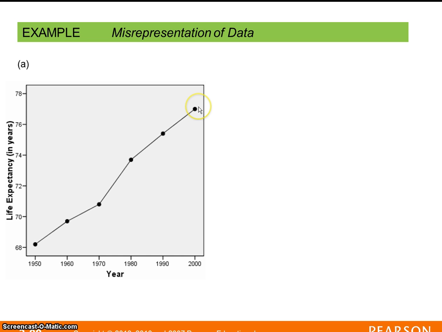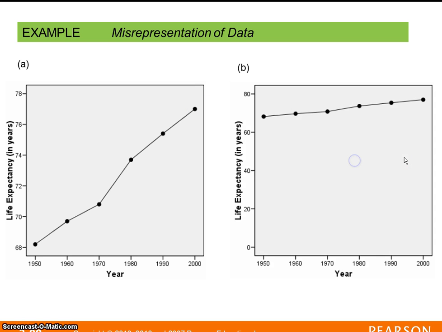But you can also construct another graph where, again, the graph goes from 0 to 80 instead of 68 to 78, and you can see here that it might not seem like people are living that much longer if you look at this graph, right? So again, this graph could be misleading because it doesn't start at 0.